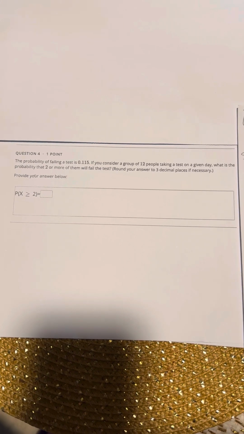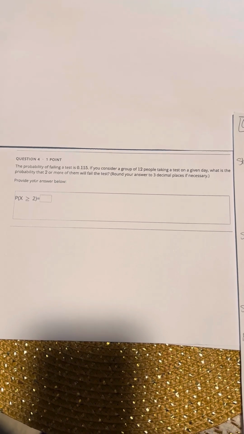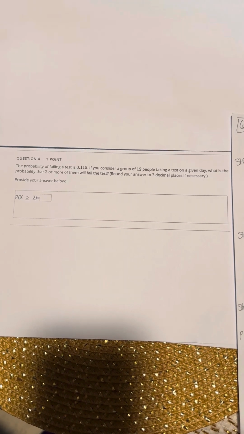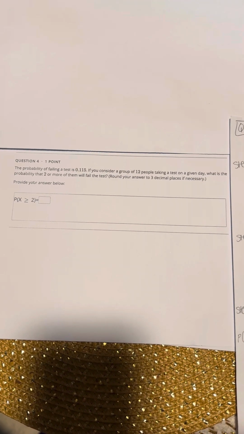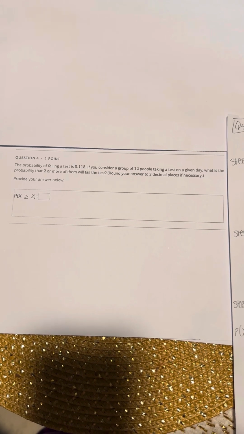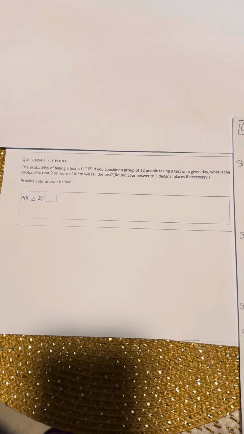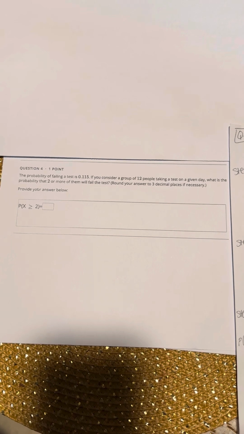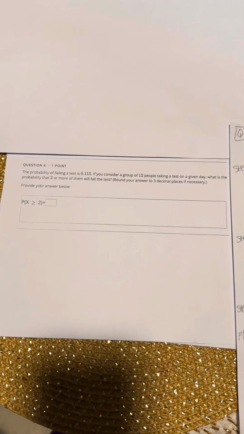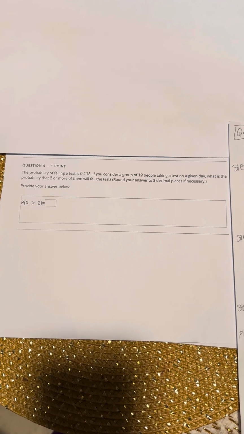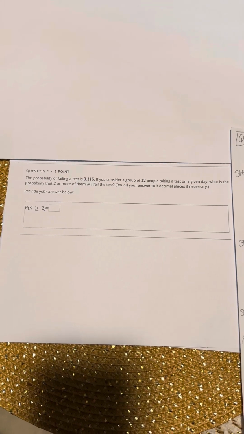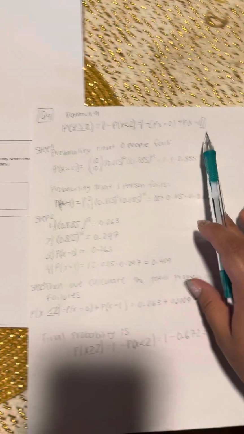And for question 4, the probability of failing a test is 0.15. If you consider a group of 12 people taking a test on a given day, what is the probability that 2 or more of them will fail the test? It says round your answer to the 3rd decimal place if necessary. So this is what I did step by step.